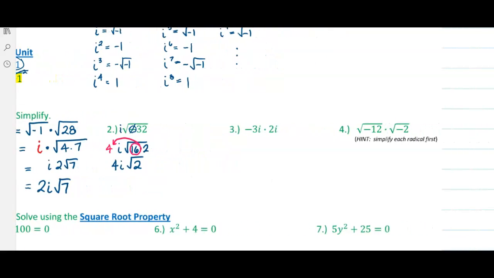When we multiply numbers like this, we still treat them just like if we were to do negative 3x times 2x. We'd multiply the coefficients and we'd multiply the variables. Even though i is defined to be a number, we still treat it like a variable in this situation. So negative 3 times 2 is negative 6. i times i is i squared. Looking back at our chart, i squared is just negative 1. So I have negative 6 times negative 1, which is 6.